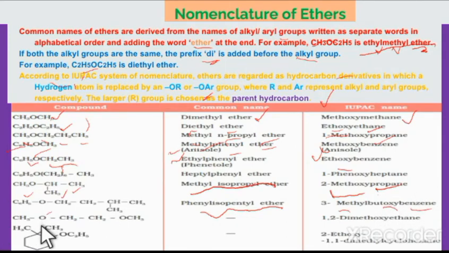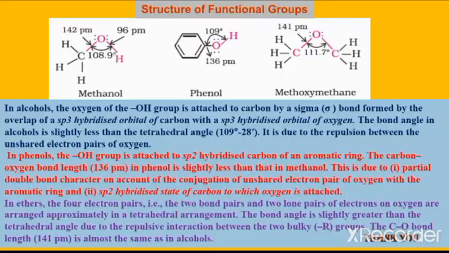One more compound is CH3OCH2CH2OCH3. In this case there is no common name, but it has the IUPAC name 1,2-dimethoxyethane. And the last compound is on a cyclic six-membered ring, which has two methyl groups on one carbon and another carbon bearing the OC2H5. This compound's IUPAC name is 2-ethoxy-1,1-dimethylcyclohexane.